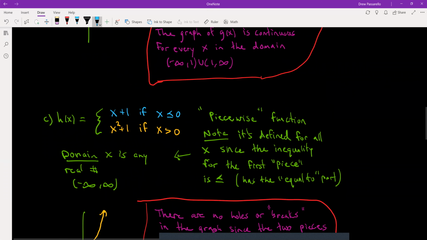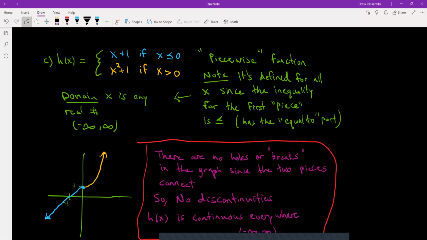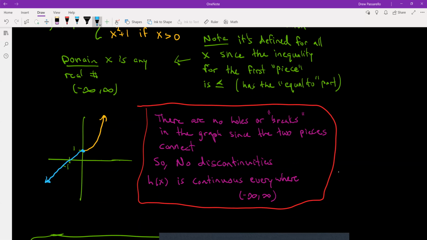Now part C was the piecewise function, and I wrote it in 2 different colors for each piece. I used blue for the top piece and yellow for the bottom piece. And so for the blue piece, just focusing on that, x plus 1, that is a line, slope of 1, y-intercept of 1, but that's specifically defined for x is less than or equal to 0. So I'm starting at 0 for x, and then I'm going down to negative infinity for the rest of that blue line.